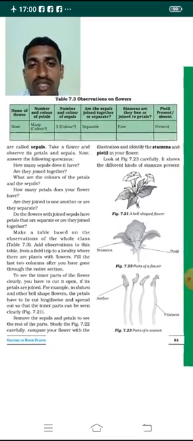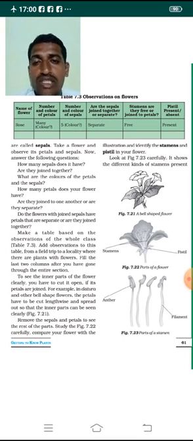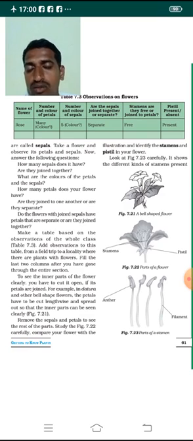For that, an observation table on flowers, with one column per flower, is given. Let us have a glance at it. The name of the flower is rose. Number and color of petals: there are so many petals that we can't count them, and the color is usually pink, white, or based on the type of flower.